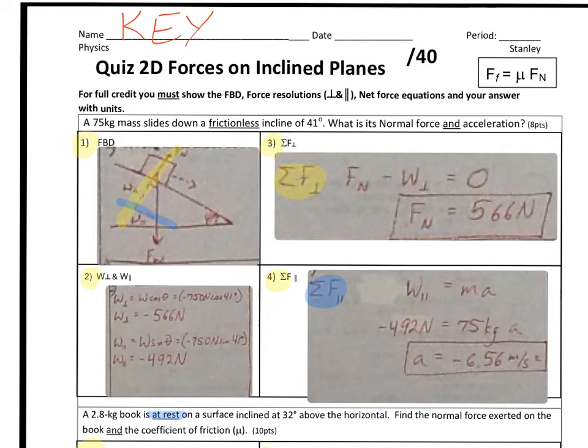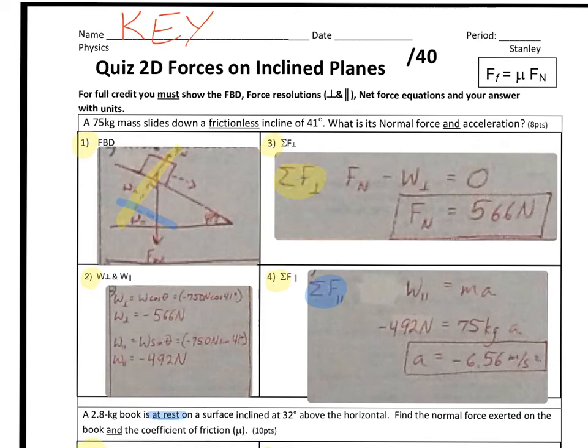The next paper is the quiz on 2D forces and inclined planes. A lot of similarities with the boxes that we're pulling and pushing on a flat surface, only now instead of talking about x and y, we're going to talk about parallel and perpendicular. The key elements here are the free body diagram. To draw the free body diagram, we need to know important information like the fact that it's frictionless, and we need to know if it's moving down or not, if it's at rest or if it's sliding down, because that will affect our net force equations.